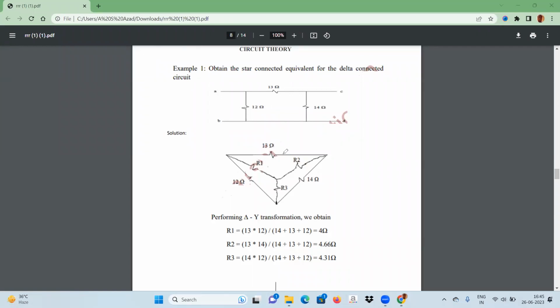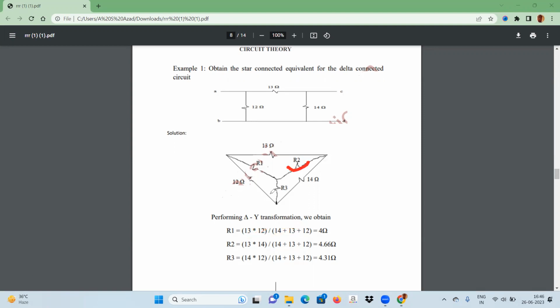You can draw the delta connection like this: 14, 13, and this one is 12. And the equivalent star can be drawn here: R1, R2, R3. Then what will be R1? R1 will be the product of this and this, 12 into 13, divided by total resistance. Total resistance is 14 plus 13 plus 12.